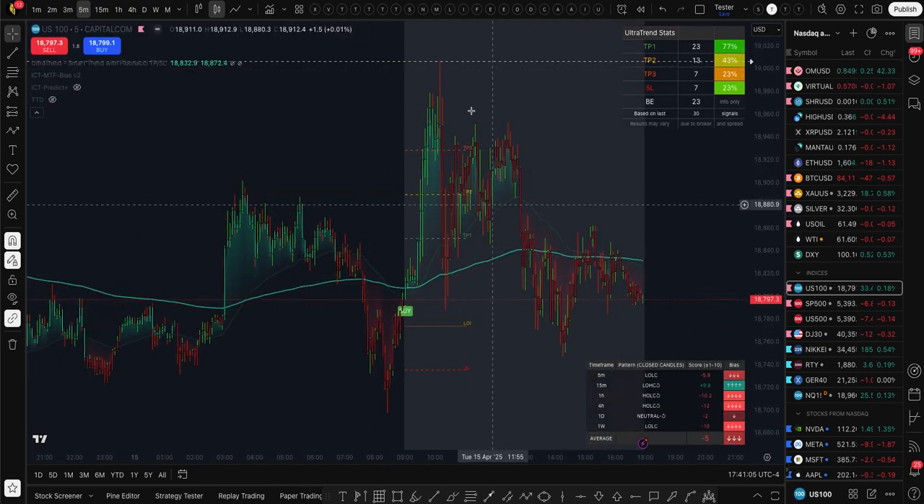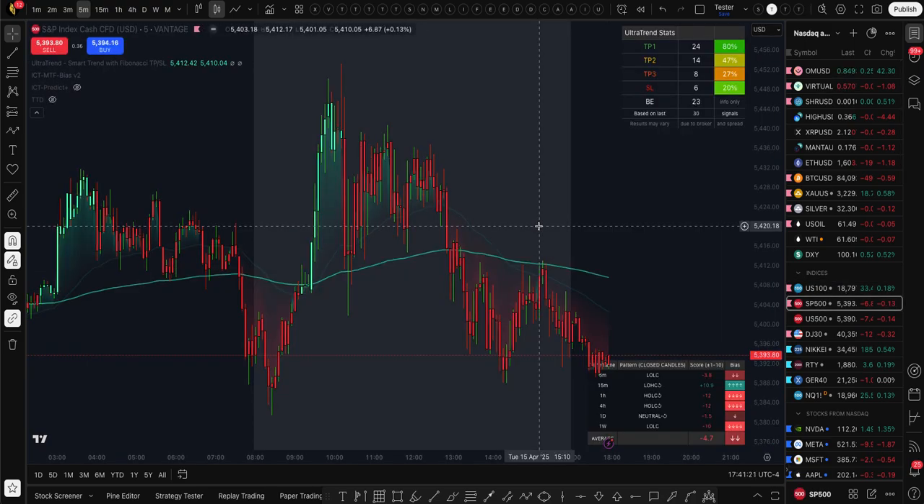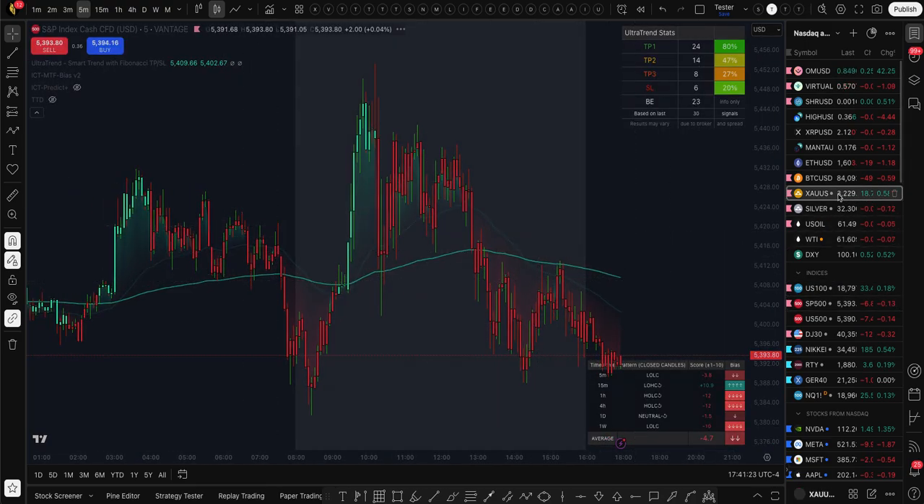Notice Nasdaq right here. Again, we're kind of choppy. Today we were choppy. I did take a buy though because I had an ICT setup here. But notice that the buy was almost exactly where I entered. That was Nasdaq and S&P pretty much the same. See, kind of choppy, nothing right there. Let's see gold.